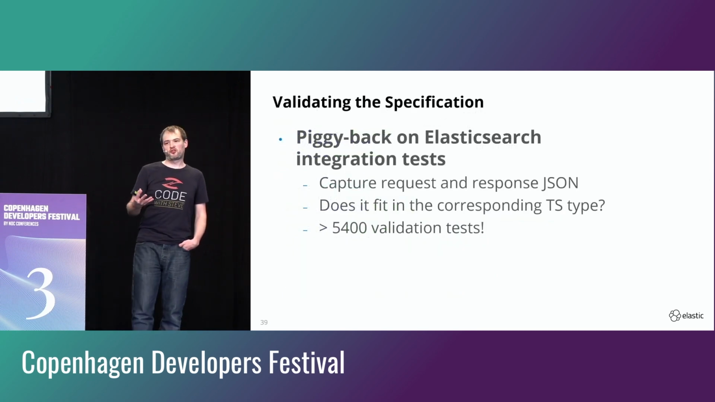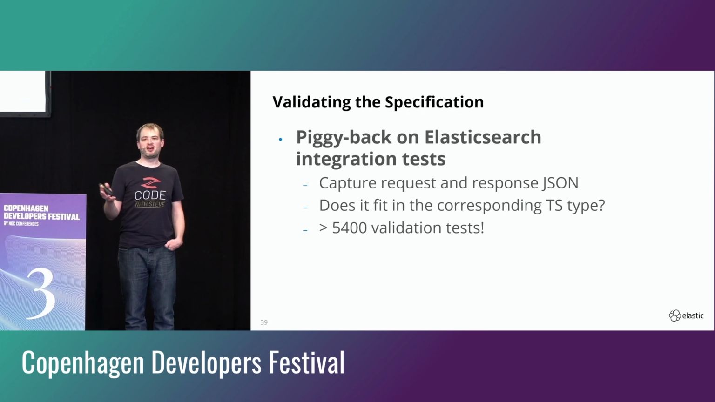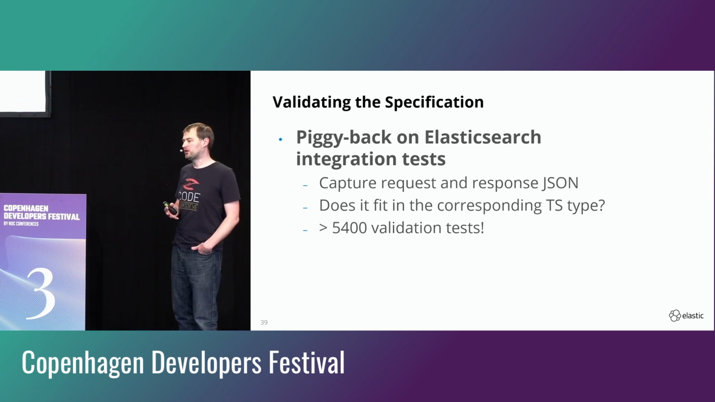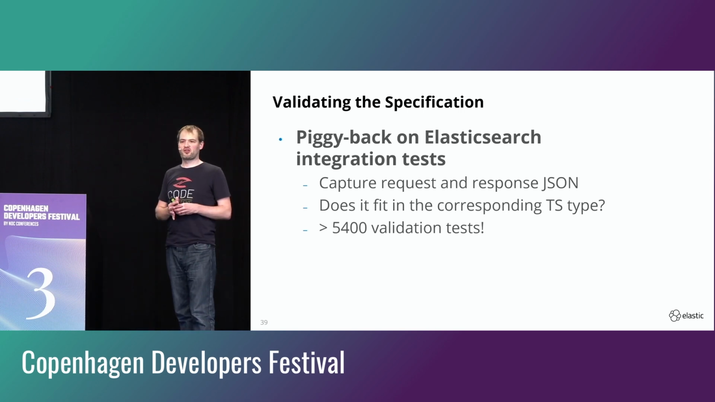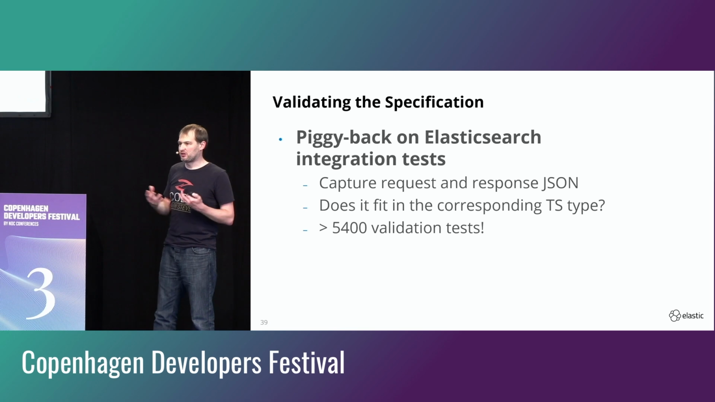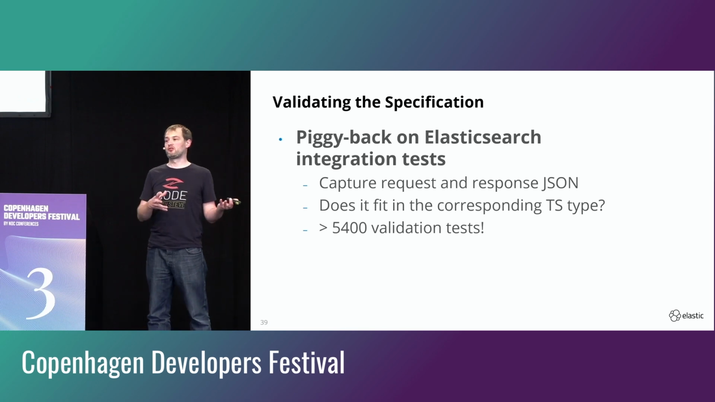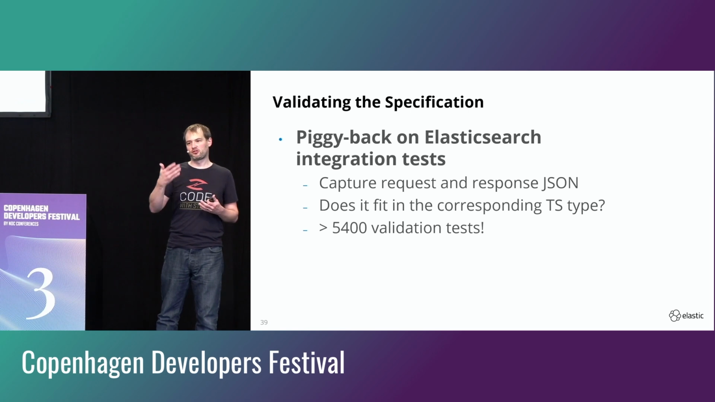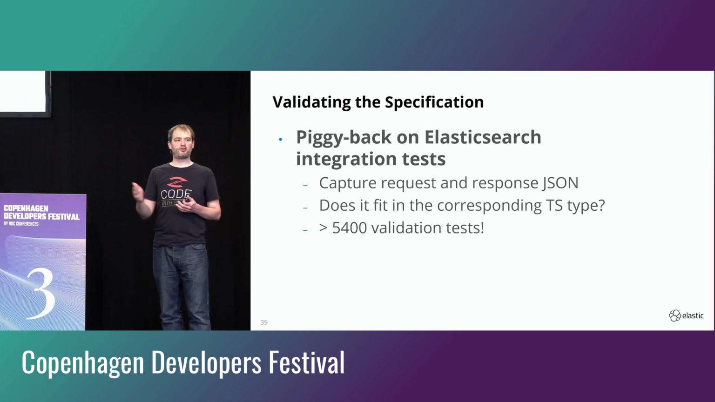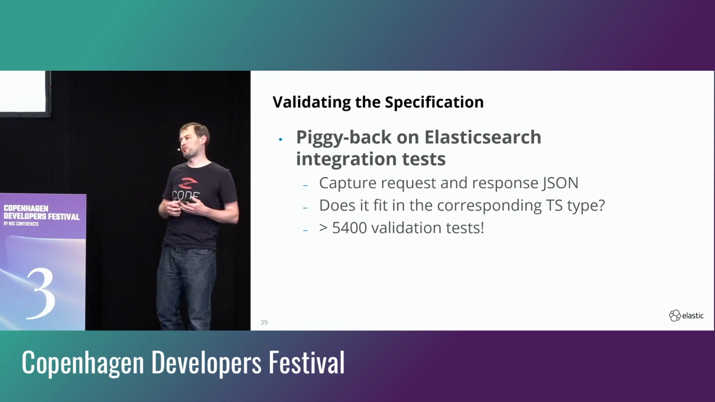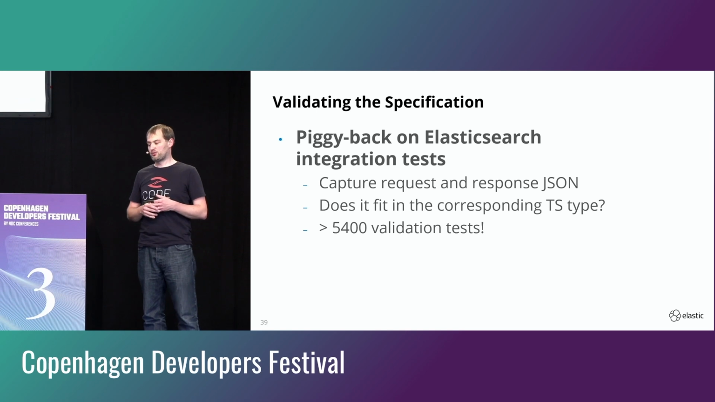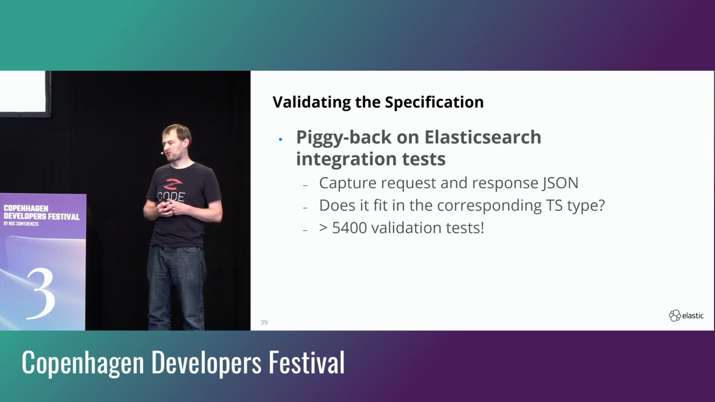Now, once you've got a spec, how do you test it? How do you make sure it's aligned to the server? We could have written a bunch of tests ourselves, but that would have been really painful. So we just cheated a bit, and we piggybacked onto Elasticsearch's own integration tests. We wrote a thing called the flight recorder that runs and collects all the requests and responses during the integration tests that occur as part of the Elasticsearch build, which is some 5,000 plus tests.